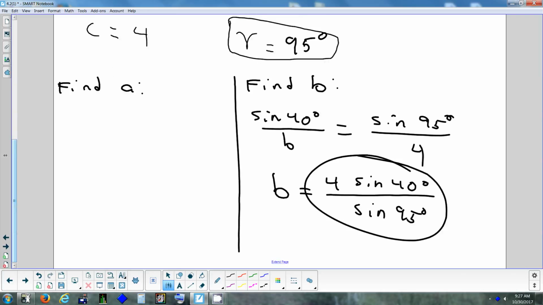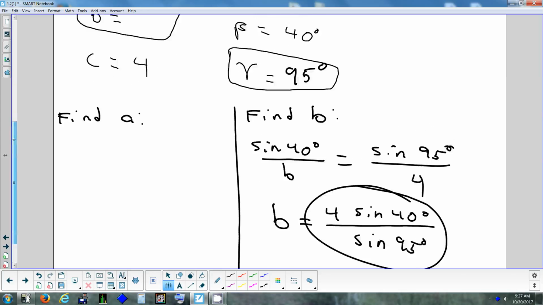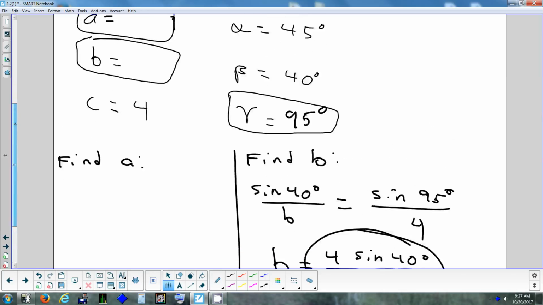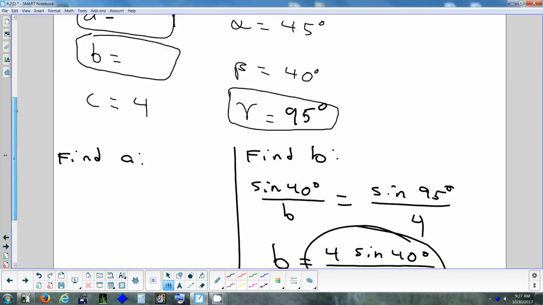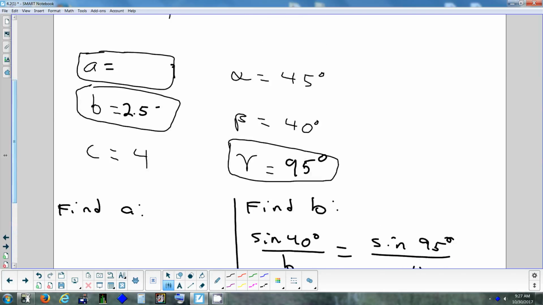And now just type that in. Okay. Does anybody have the answer to that? They already typed it in? Yep. I got 2.5. 2.581. Okay. Did anybody else that had a calculator get 2.581? Yep. Okay, good. Okay, so now we've got B.